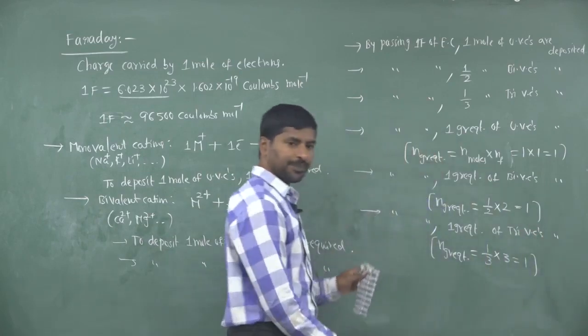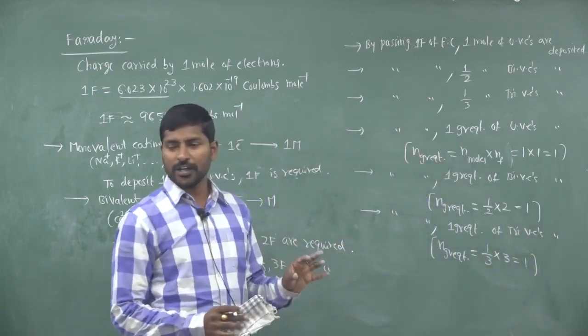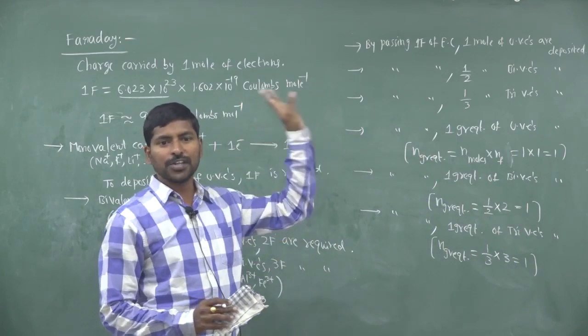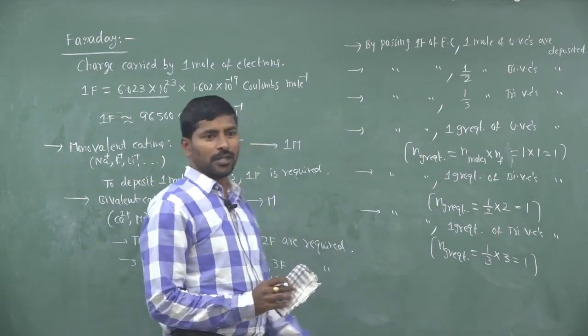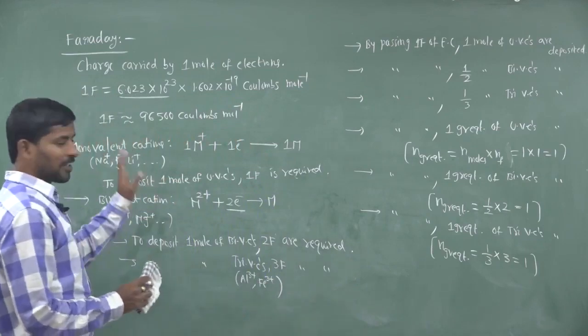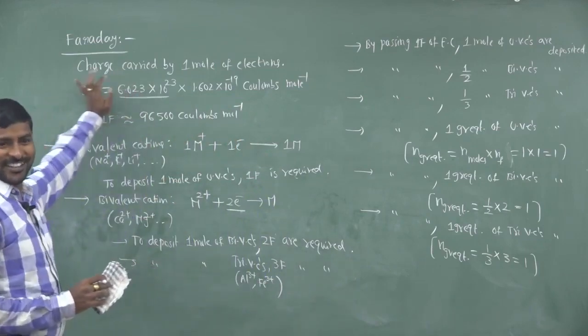That means by passing 1 Faraday of electric current, always how much amount of substance will be deposited? 1 gram equivalent of substance will be deposited. That is the conclusion, just you remember that.